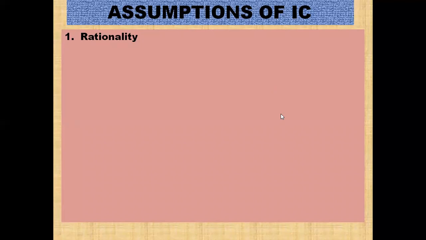Now there are some assumptions of indifference curve. First is rationality. The consumer wants to achieve the highest possible indifference curve so as to maximize his total satisfaction.